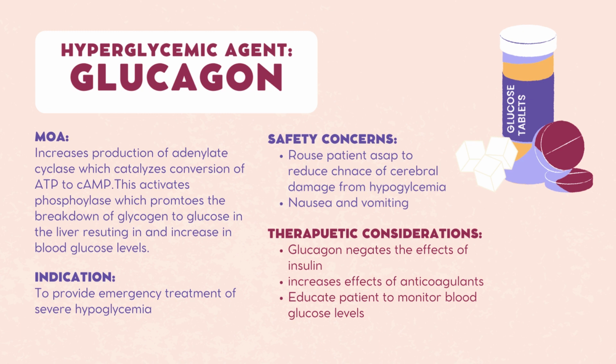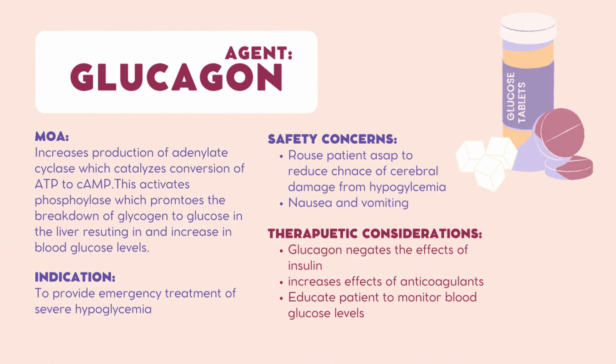Another therapeutic consideration I wanted to mention is we also need to educate our patients on how to monitor their own blood glucose levels so they can prevent hypoglycemia from occurring, or treat it immediately if they're experiencing it. There are also some safety concerns, so we want to rouse the patient immediately if there's a reduced or changed level of consciousness, to prevent cerebral damage from hypoglycemia. We also want to see if they're having any nausea or vomiting, and if so, like I said before, you turn them on their side to reduce aspiration risks.